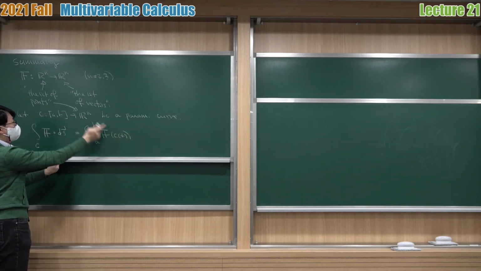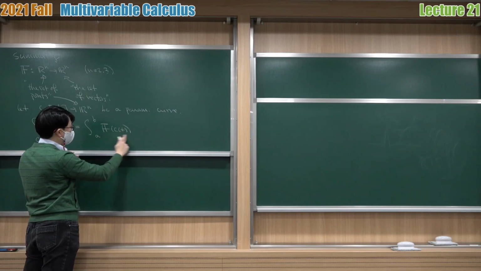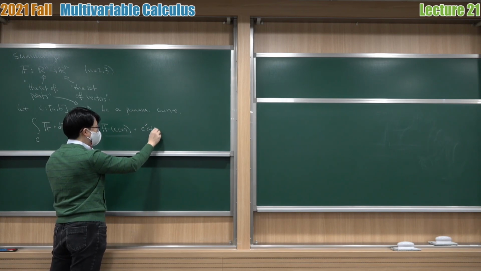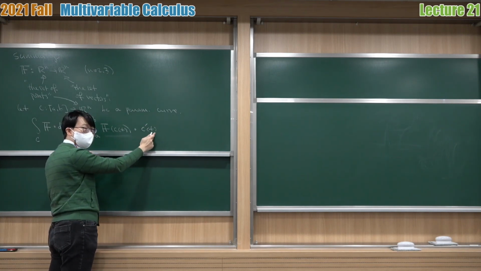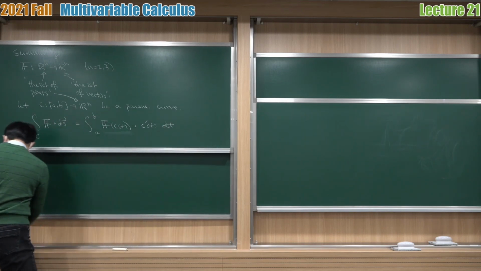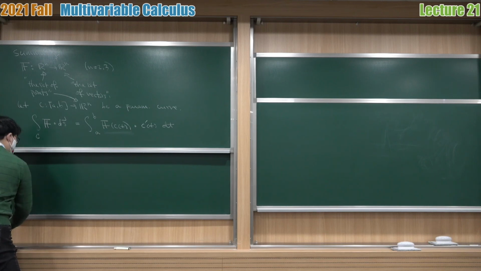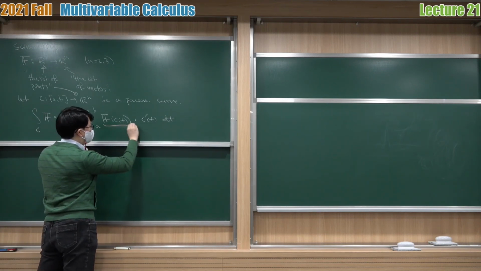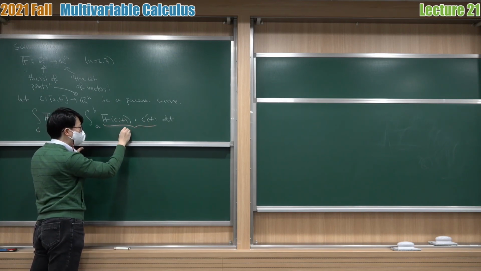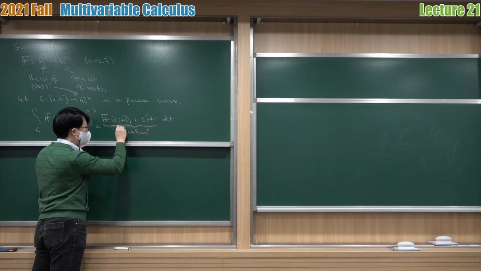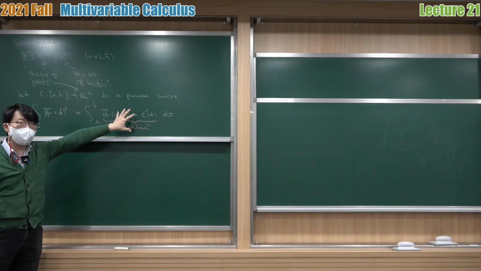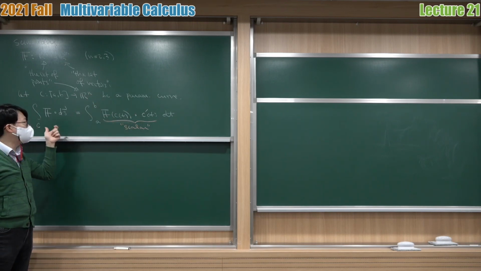This is done by first plugging c(t) into the vector field f. So what you get here is a vector, and you take the inner product with c prime t, which is also a vector. This is the velocity vector of the parametrization, and you take the integration. Remember that this is the result of an inner product between two vectors, therefore it's a scalar number. So we are simply taking a one variable integration of a one variable function to get a line integral of a vector field.